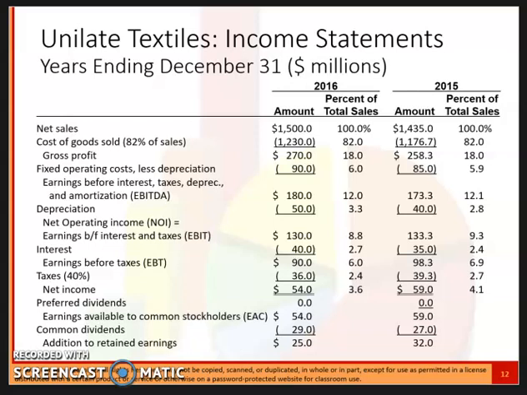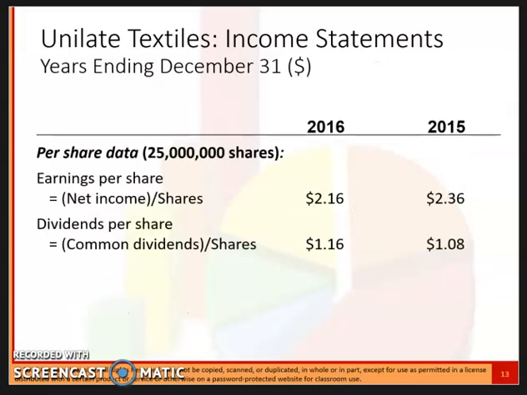the company has to decide, what are we going to do with our money? Are we going to pay it out to shareholders, which is common dividends, or are we going to reinvest it in the firm, add it to retained earnings? So that's one of the big decisions that a firm has to make. From the income statement, we can calculate earnings per share with net income and the number of shares outstanding, and dividends per share, or common dividends divided by the number of shares outstanding.